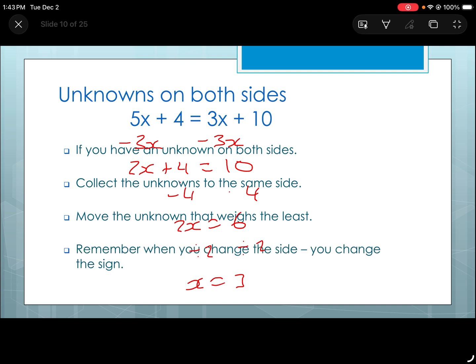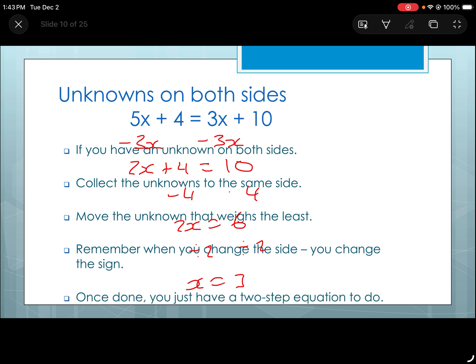I always just subtract the x that weighs the least from both sides. And if I do that, I just always get something quite nice. If you did subtract 5x, the only reason I don't like doing it is because you'd get a negative 2x over here. And negative numbers, who wants negative numbers, isn't it? So that's why we don't do that.